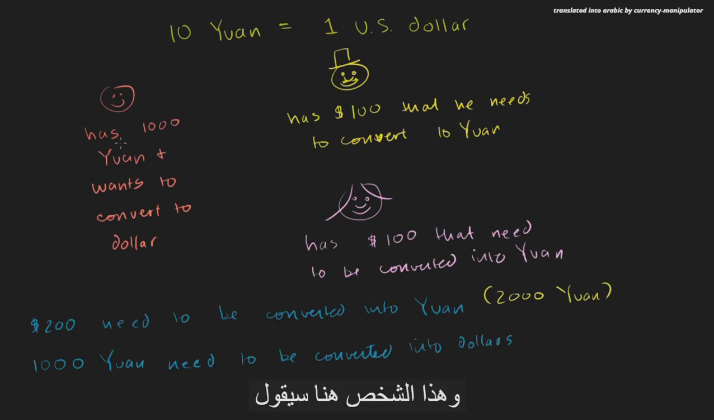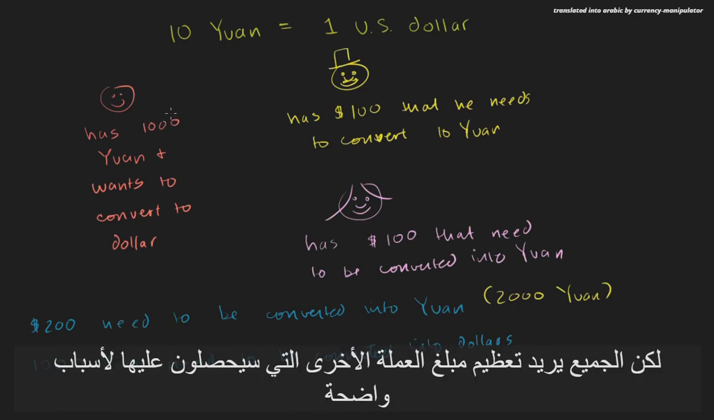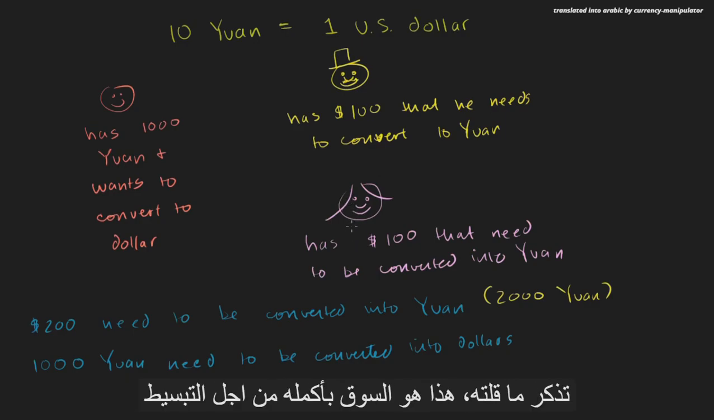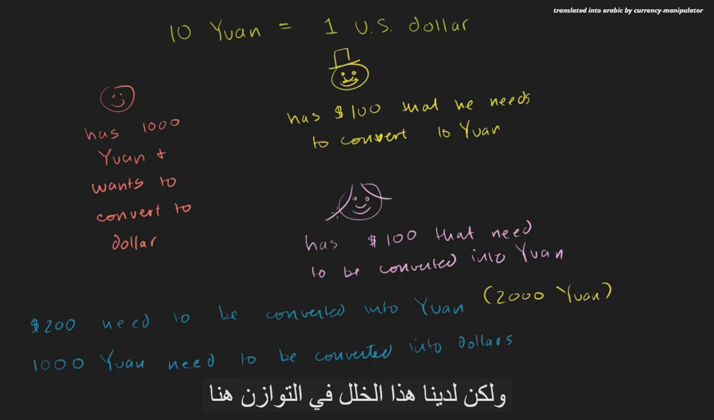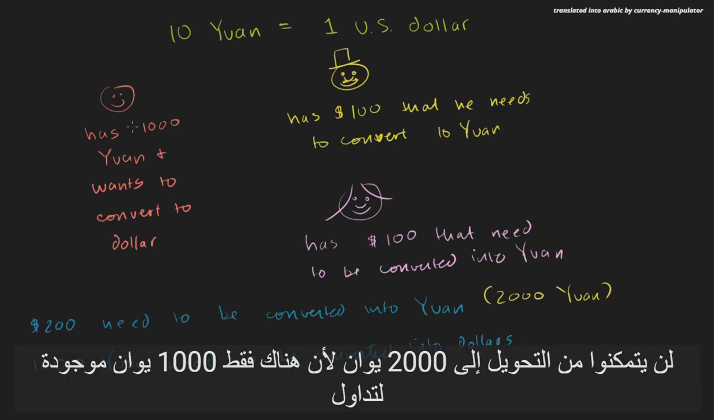And this person over here is saying, well, at the current exchange rate, for my 1,000 yuan, maybe I'll get $100. But everyone wants to maximize the amount of the other currency they get, for obvious reasons. Now, will these two people be able to convert their money into 2,000 yuan? Remember, this is the entire market. It's a huge simplification, but there is this imbalance here: more dollars going into yuan than yuan going into dollars. They won't be able to convert into 2,000 yuan because there's only 1,000 yuan that wants to be traded.